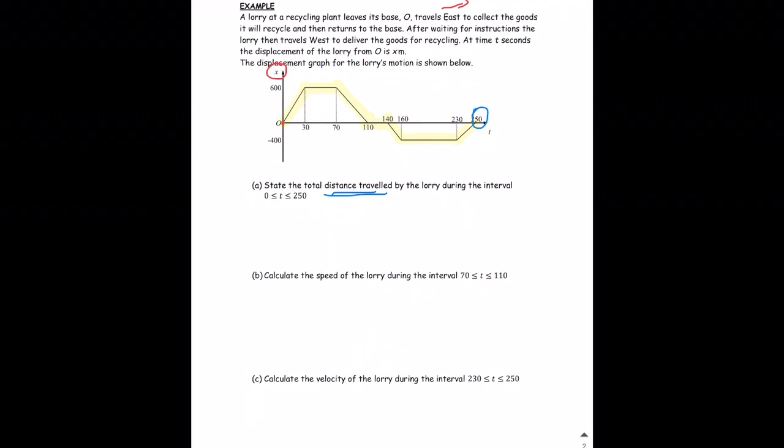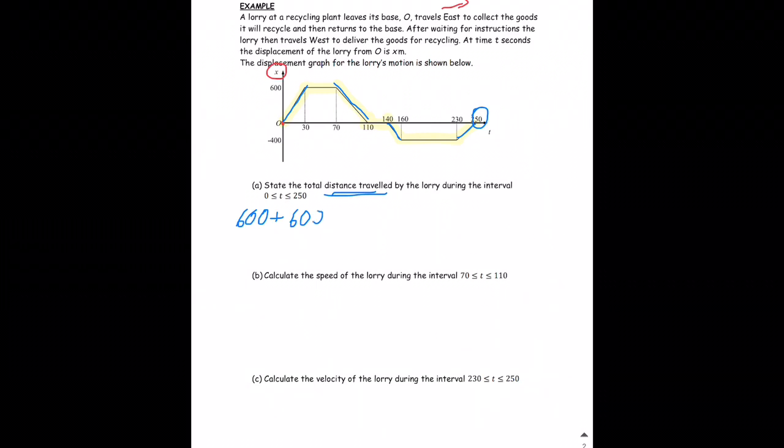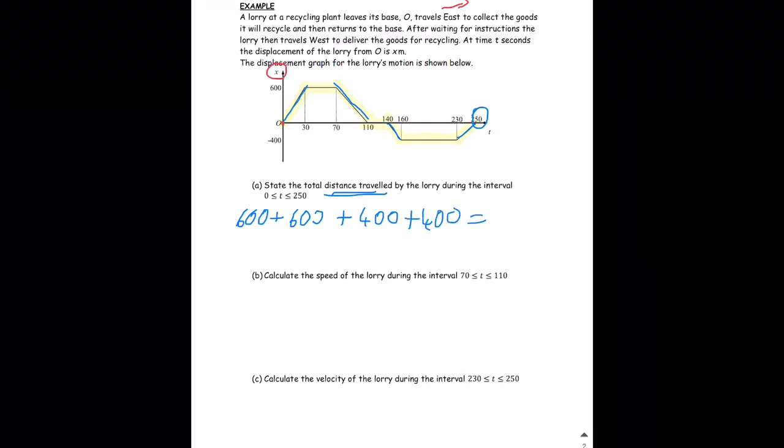The total distance travelled, however, you've got to add up your 600 travelled there, your 600 travelled there, your 400 and your 400 travelled there. So you've got two lots of 600 and you've got your two lots of 400, which altogether make that 2,000 metres or 2 kilometres in all that it's travelled. Fairly straightforward.